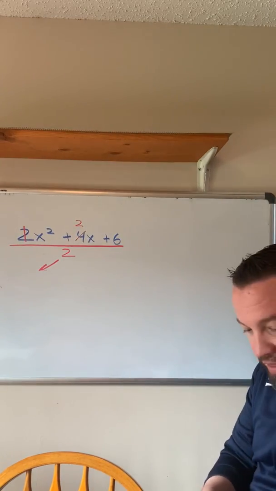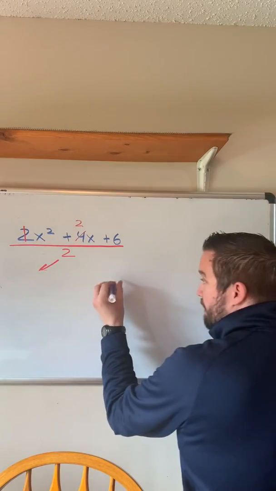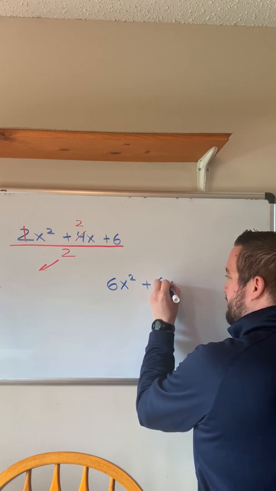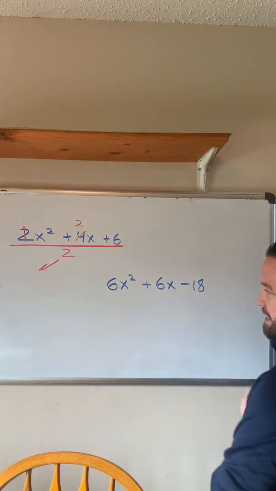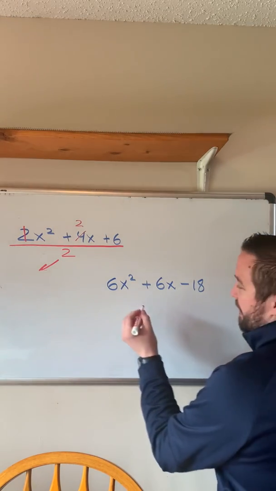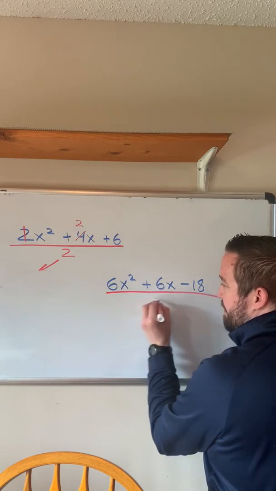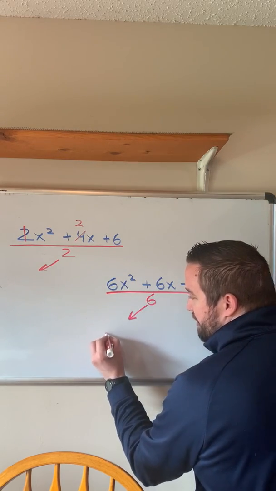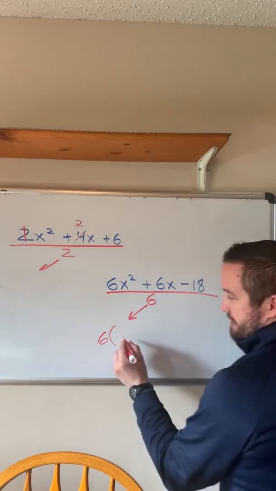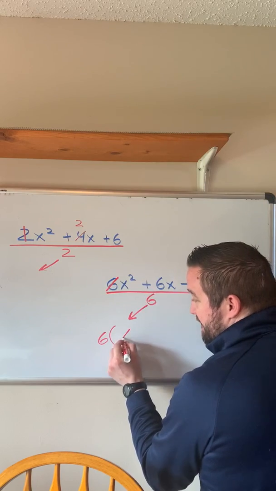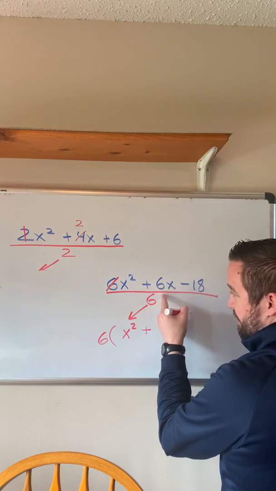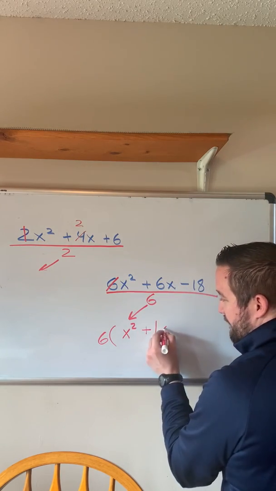Oh, let's go with 6x squared plus 6x minus 18. All right, now again, I'm going to go ahead and divide out by this A value, which is going to be 6. I bring this over, 6 on the outside. 6x squared divided by 6 is going to give me this. This is just an x squared. Positive. 6 divided by 6 is 1. I bring down my x.